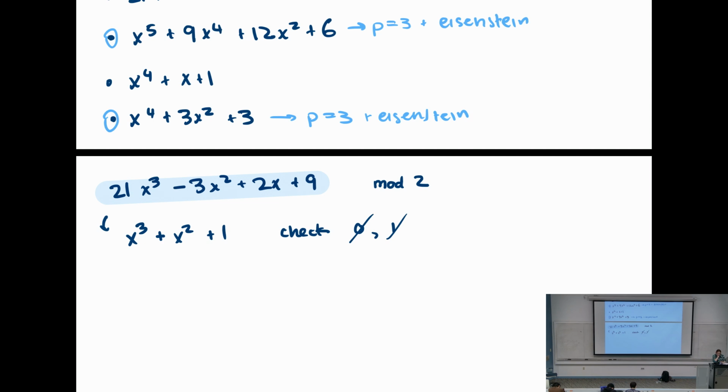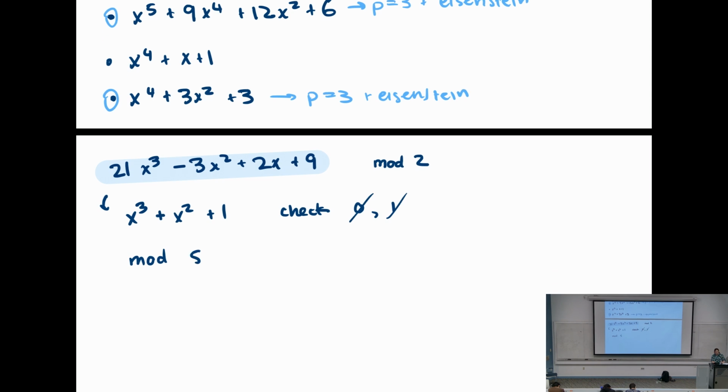Reducibility. Okay, so we can't do mod 3, right? Because that would kill the first coefficient. So let's go mod 5. So that gets me x cubed, minus 3 mod 5 is 2, and then 9, that's 4. Okay, so now we can check.